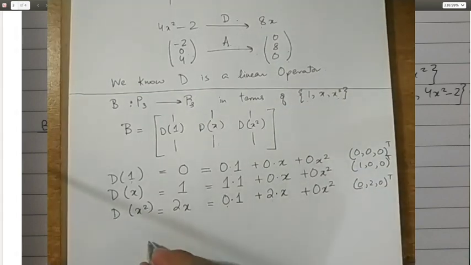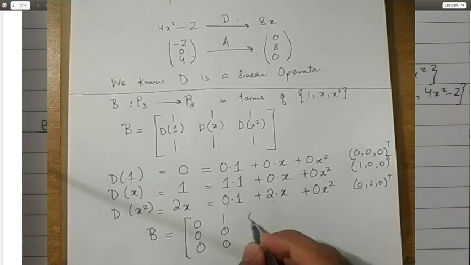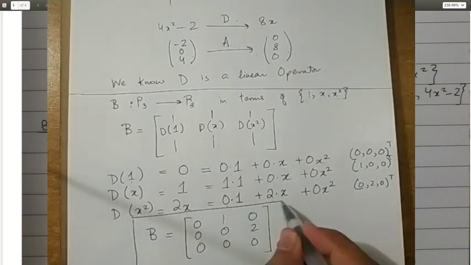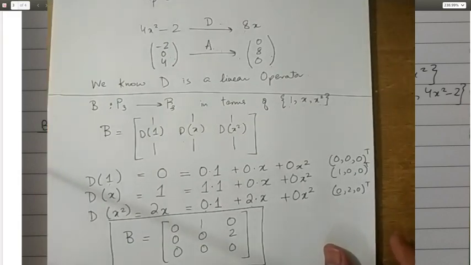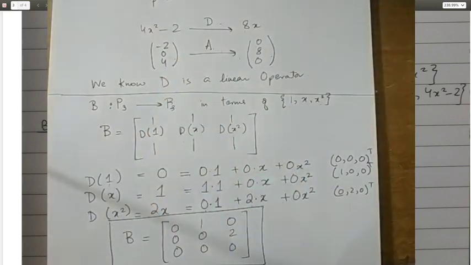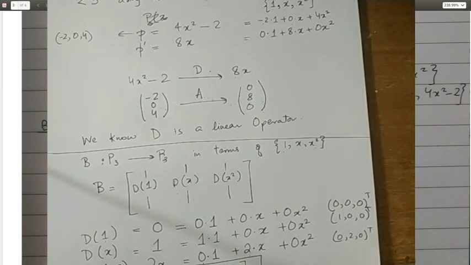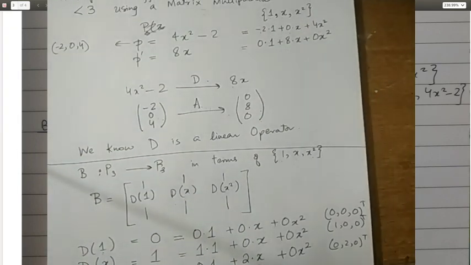And so if I construct matrix B, it is very simple. D of 1 is simply 0, 0, 0, then d of x is 1, 0, 0, and d of x squared is 0, 2, 0. So this is how you differentiate. And maybe we can even test this. Let's try to test it by multiplying the matrix 0, 1, 0, 0, 0, 2, 0, 0, 0 with a vector.